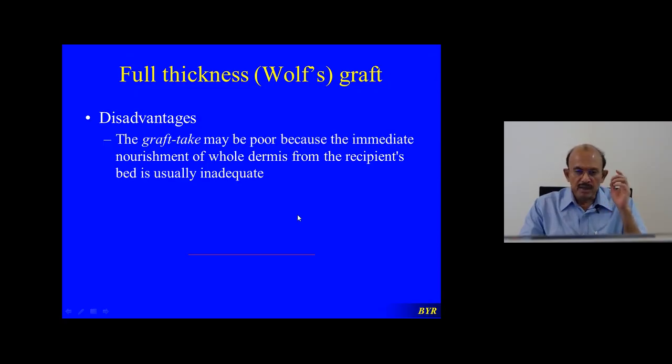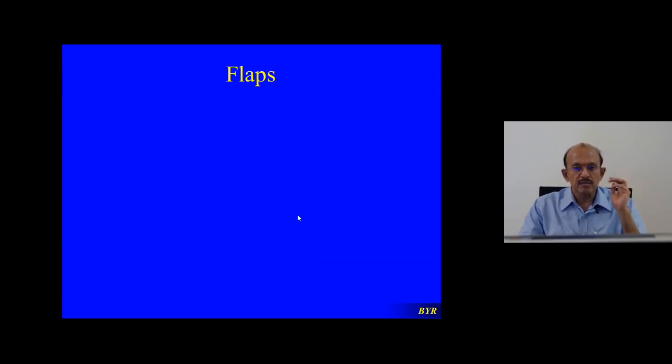Till 1 week or 10 days, till you remove the dressing, you will be highly suspicious whether the graft will take or not. So to overcome this problem, the flaps have come into picture. What is a flap? Flap is a graft along with intact blood supply. It has the blood supply. So if you place the flap anywhere, because it has its own blood supply, it survives there. It doesn't depend upon the blood from the recipient area. It has its own blood supply.